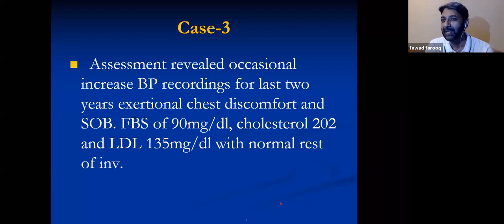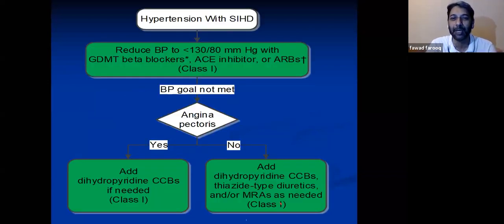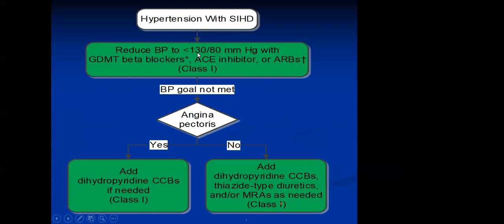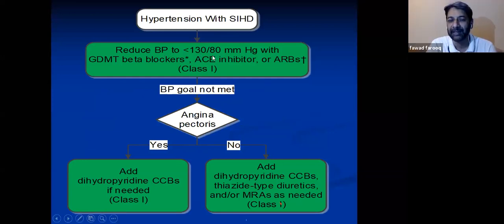Here your hypertensive patient is having angina as well. So here your choice would be blood pressure targets less than 130/80, a beta blocker and an ACE inhibitor to take care of blood pressure as well as angina.